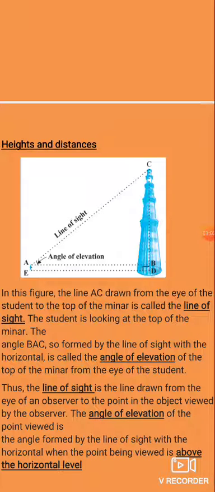So listen carefully here. The horizontal line ED is there. Suppose it is the ground level. Now one student is standing, and that student's view is the top of that minar. So the line formed from the eye of the student to the top of the minar is what? The line of sight. Now, the angle made between the horizontal line and the line of sight is called what? Angle of elevation. Now, the angle of elevation is always above the horizontal level.